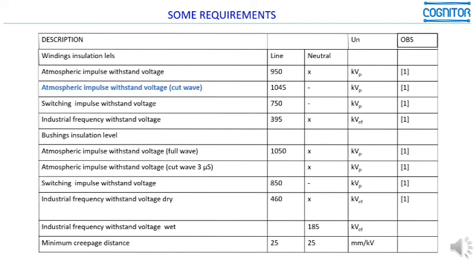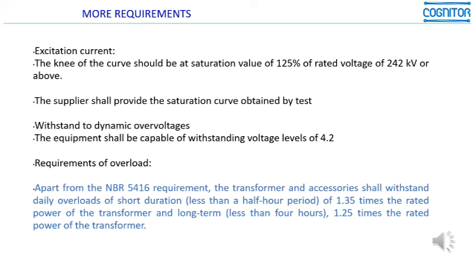And that's the reason why, in addition to the traditional atmospheric impulse withstand voltage that we see in the table, there is also one particular value for atmospheric impulse withstand voltage for cut wave. Here some additional requirements. First one about the excitation current and the curve, which is related to the saturation level. In this case, 125% at rated voltage of 242 kV.